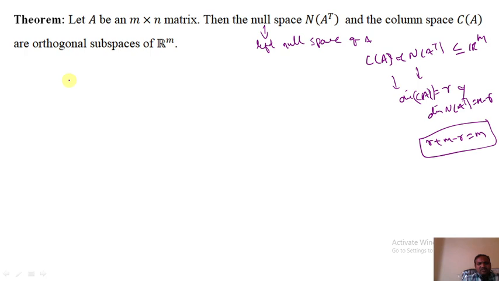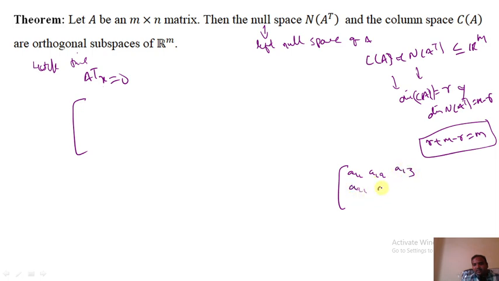Now the proof is simple. Similarly, you can observe A transpose x equal to 0. X is the solution set of the left null space. Okay. Now A transpose, what does A transpose mean? For example, suppose A has entries a11, a12, a13 in the first row, and a21, a22, a23 in the second row, a 2 by 3 matrix.